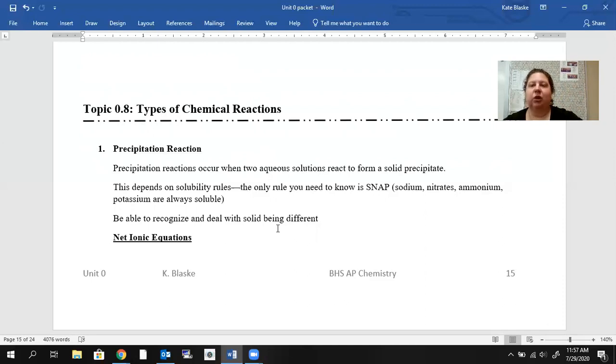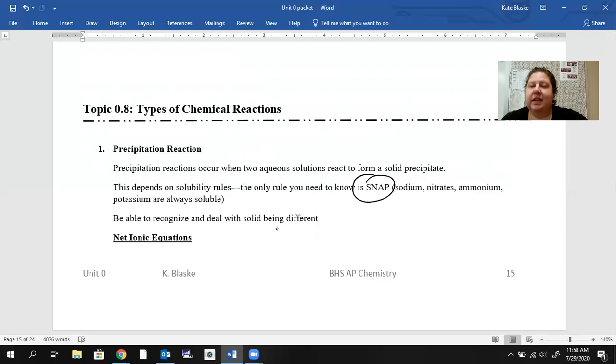In first year chemistry, you had a big old list of solubility rules about, well, if it's got this in it, it's soluble. If it's got this in it, it's not soluble. Remember, soluble means to dissolve. In AP, we don't care about all that mess. We care about the 4 most common things that are always soluble. And that is the abbreviation SNAP.